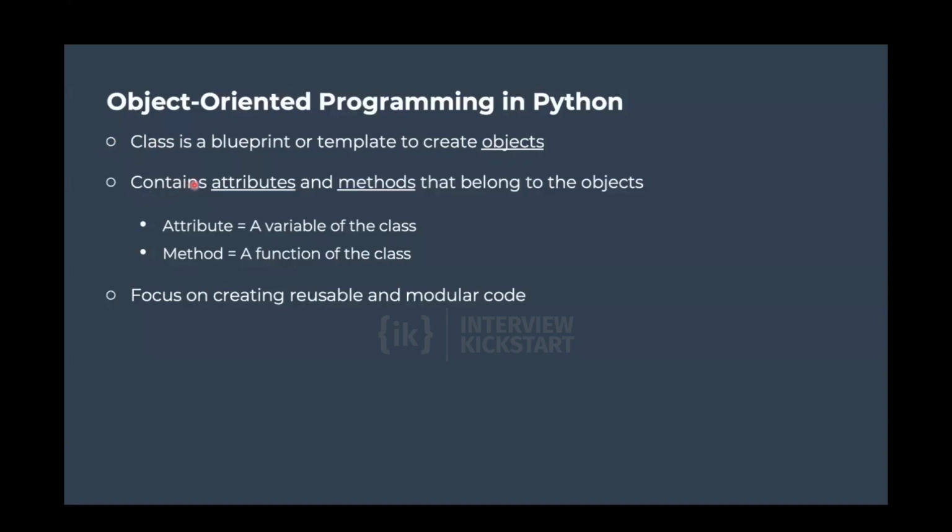So a class contains two very important components. These are the building blocks of a class. They are attributes and methods. When you create an object from a class, what it inherits from that class is basically those attributes and those methods. Now what are attributes and methods? An attribute is a variable that we define in the class, and a method is a function of that class.